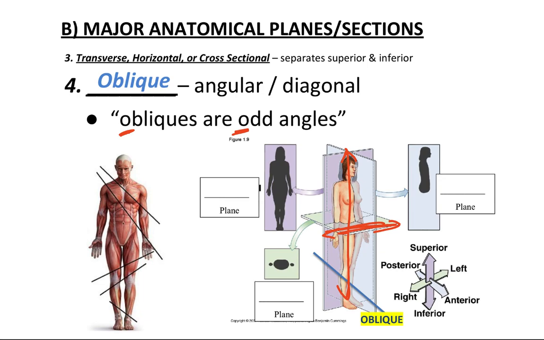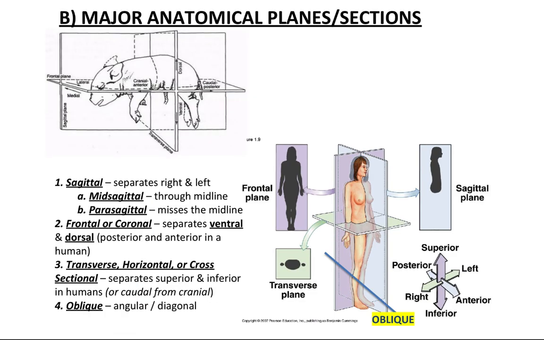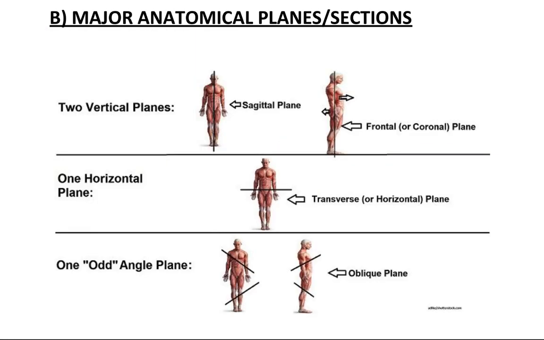All right, so obliques are at odd angles. So that O for odd angle. And hopefully that helps you remember. So all of these lines here are examples of oblique cuts. So just any cut that's off at a weird angle, that's oblique. All right, so that's just a quick overview of the various terminologies we use for anatomical planes and sections.